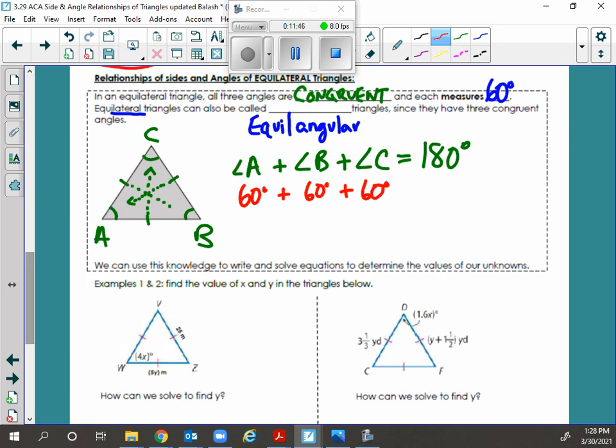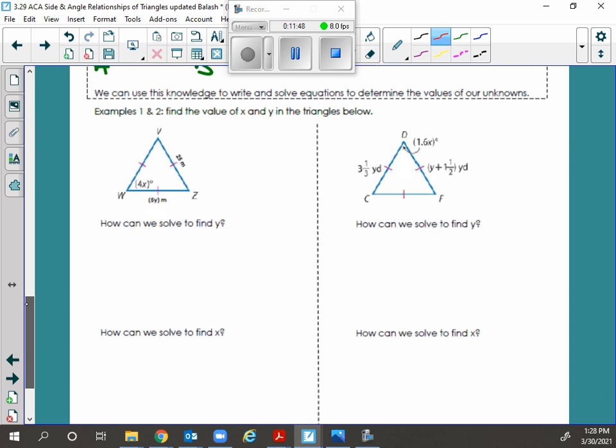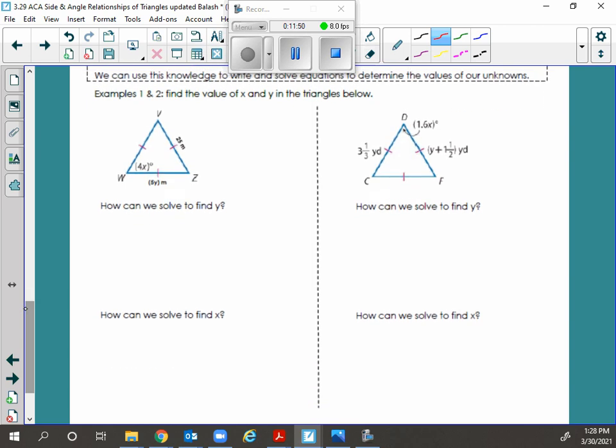Let's take a look at example number 1. Then we'll move on to some partner practice. In example number 1, we want to find y. And it works the same way as we did before. We want to find y, and we know that it's on the bottom here. Is the length WZ. WZ is going to equal the other side.